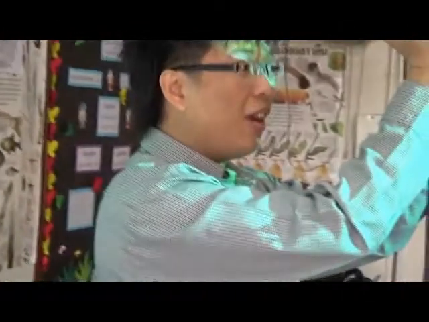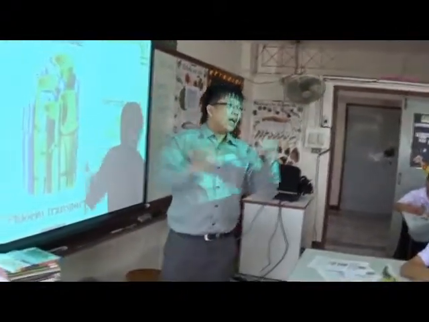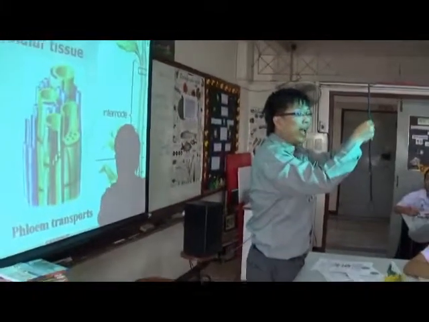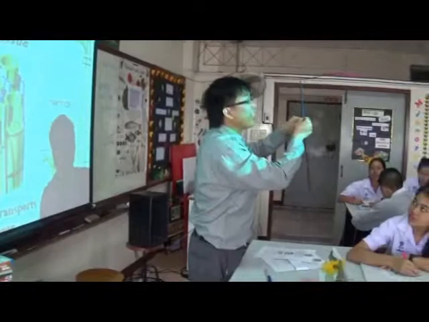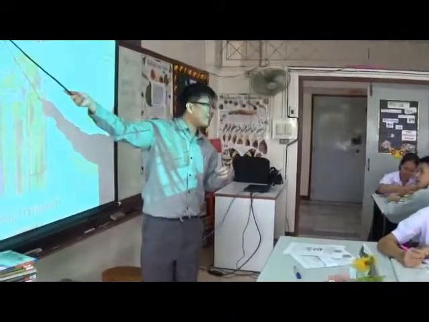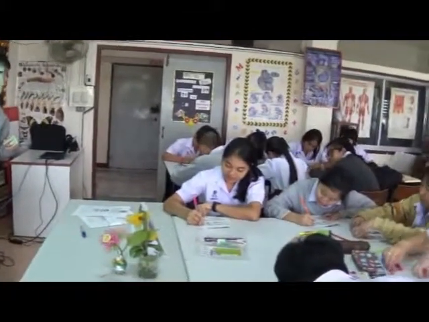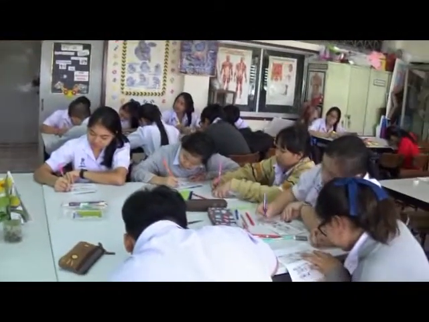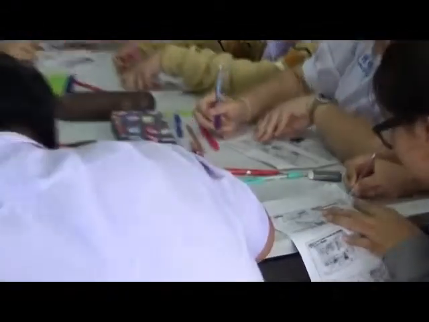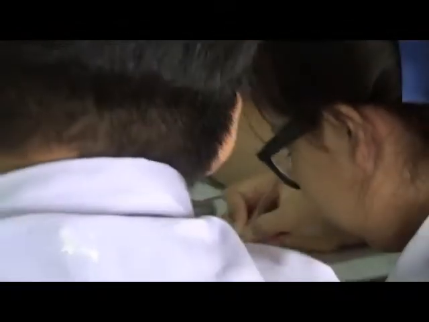Whole leaf. Okay. You can see this stem. Leaf, and transport the substance. Inner stem has xylem and phloem. That has phloem and xylem to transport the water, mineral, and food in the stem. In the stem. Okay?